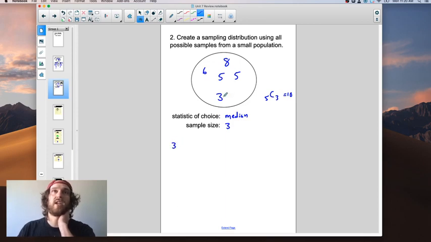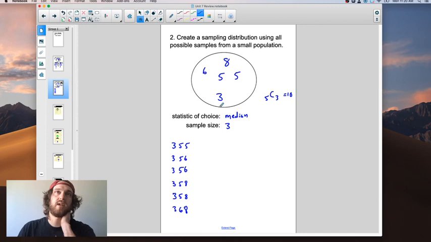So that's 3. We could do 3, 5, and 5. We could do 3, 5, and 6. We could do 3, 5, and 6 again with the other 5. Okay, 3, 5, 5, 3, 5, 6, 3, 5, 6 again. We can do 3, 5, 8, and 3, 5, 8 with both 5s. And we could do 3, 6, 8. And I think that's all the ones that begin with 3.